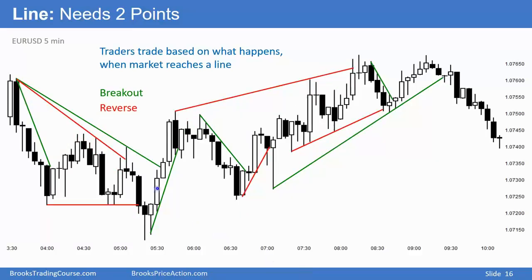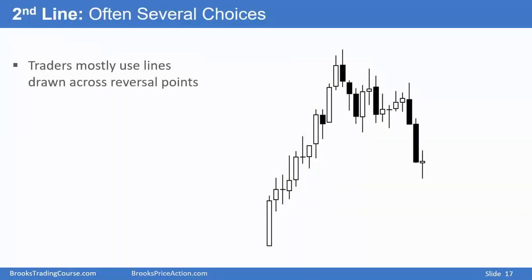Other times, the market hits the line, it reverses. It breaks through the line, it reverses. It breaks through the bottom of the line, it reverses. Breaks above the top of the line, it reverses. It breaks below the bottom of the line, it reverses. So you can either get a breakout beyond the line or a reversal. In both cases, there's a possible trade. Traders are mostly looking for reversals when they draw lines.